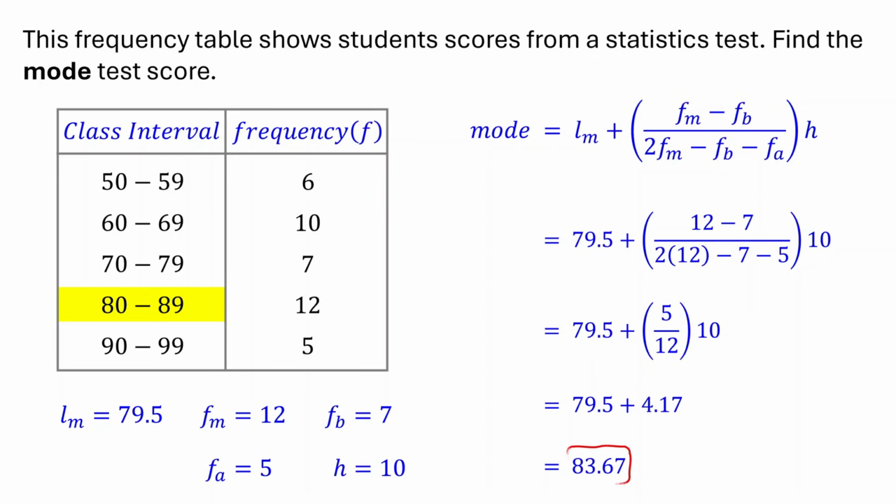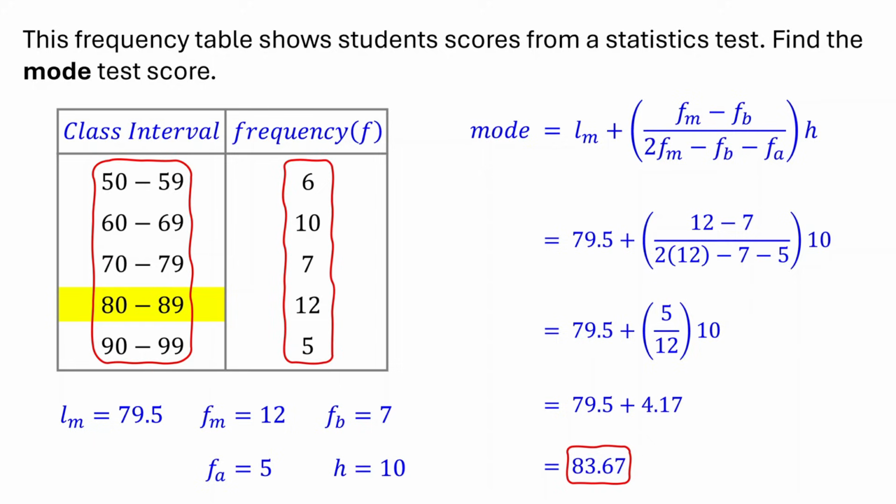Keep in mind that the mode here is an estimate. This is because we don't know the exact scores of each student. We only know the ranges and how many students fall into each range. So the mode is not a specific score, but rather an estimated value for the most frequent score.